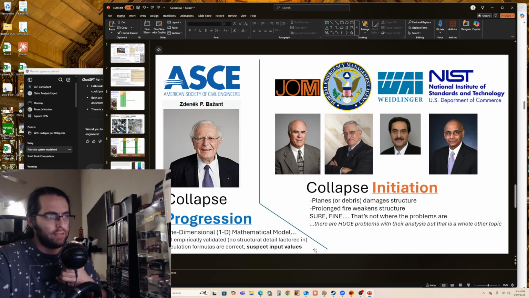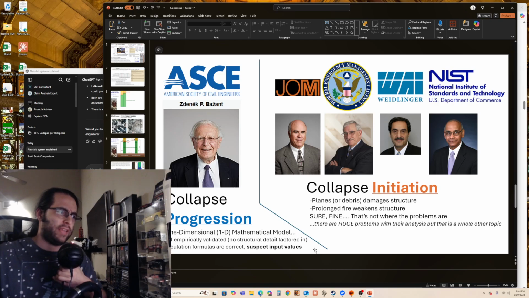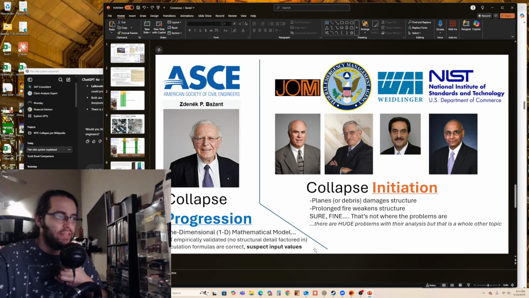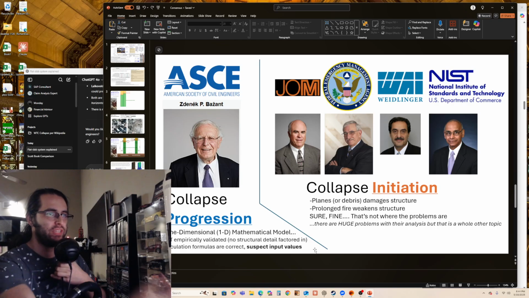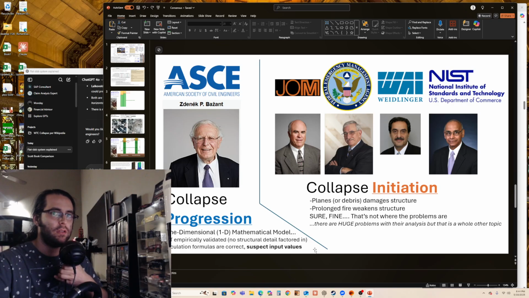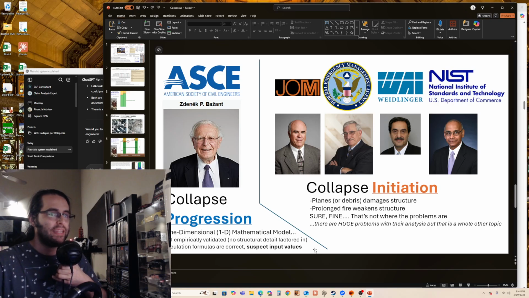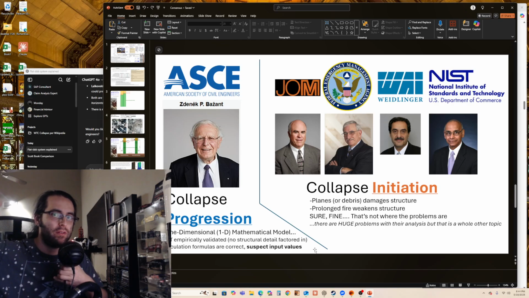And critics actually don't disagree with the calculation formulas. They're fine. The input values he uses are suspect, which will require much further detail. But basically what you're seeing here is what we have in terms of explaining how the towers were destroyed so rapidly and completely.